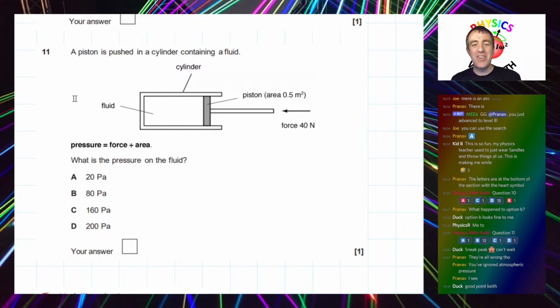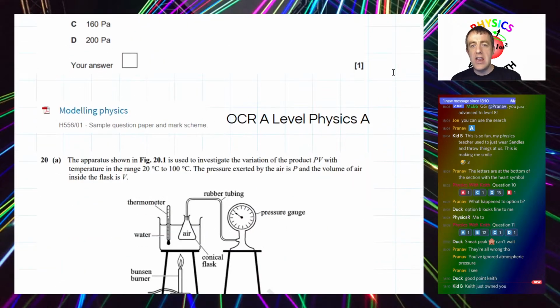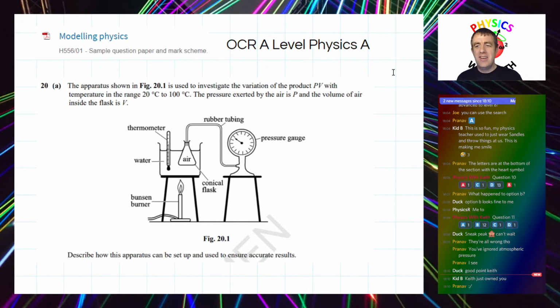So let's move on to some more involved questions. These are A-level questions. Now, if you're a GCSE student, I really urge you to... No, we're all good friends. Don't worry about that, kid. Pranav often corrects me when I make mistakes, so it's only fair that I get to return the favour from time to time. So, question 20 here.